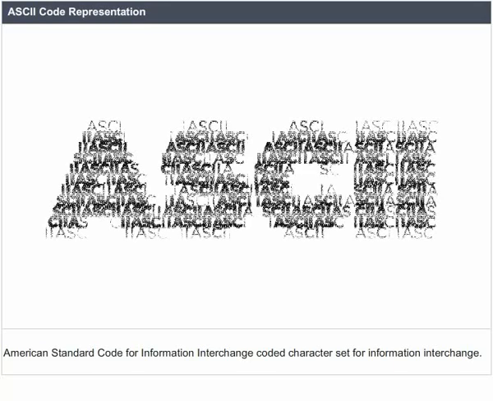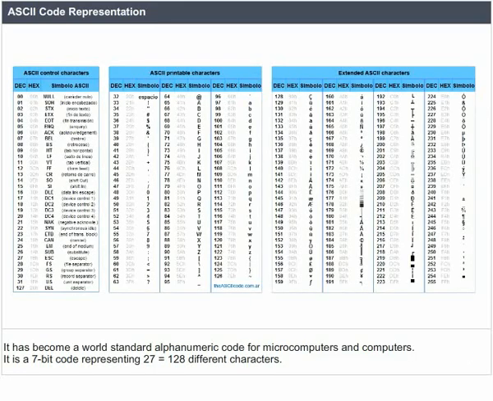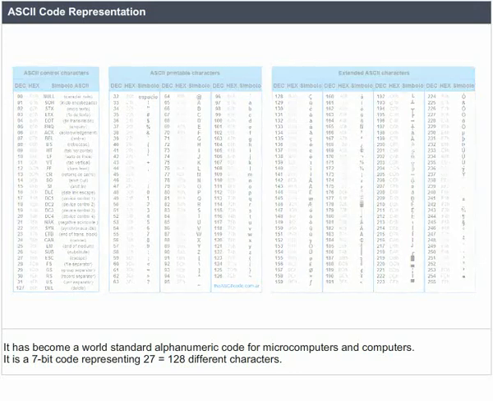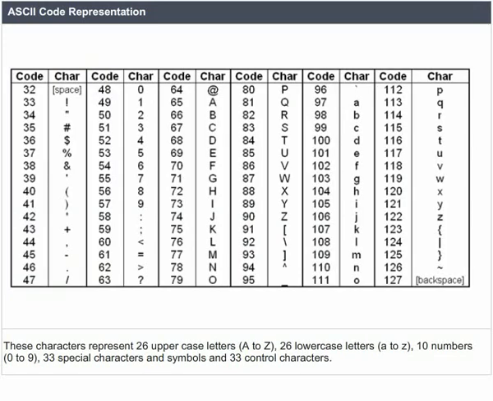ASCII code representation. American Standard Code for Information Interchange, coded character set for information interchange. It has become a world standard alphanumeric code for microcomputers and computers. It is a 7-bit code representing 2^7 equals 128 different characters. These characters represent 26 uppercase letters A to Z, 26 lowercase letters a to z, 10 numbers 0 to 9, 33 special characters and symbols, and 33 control characters.